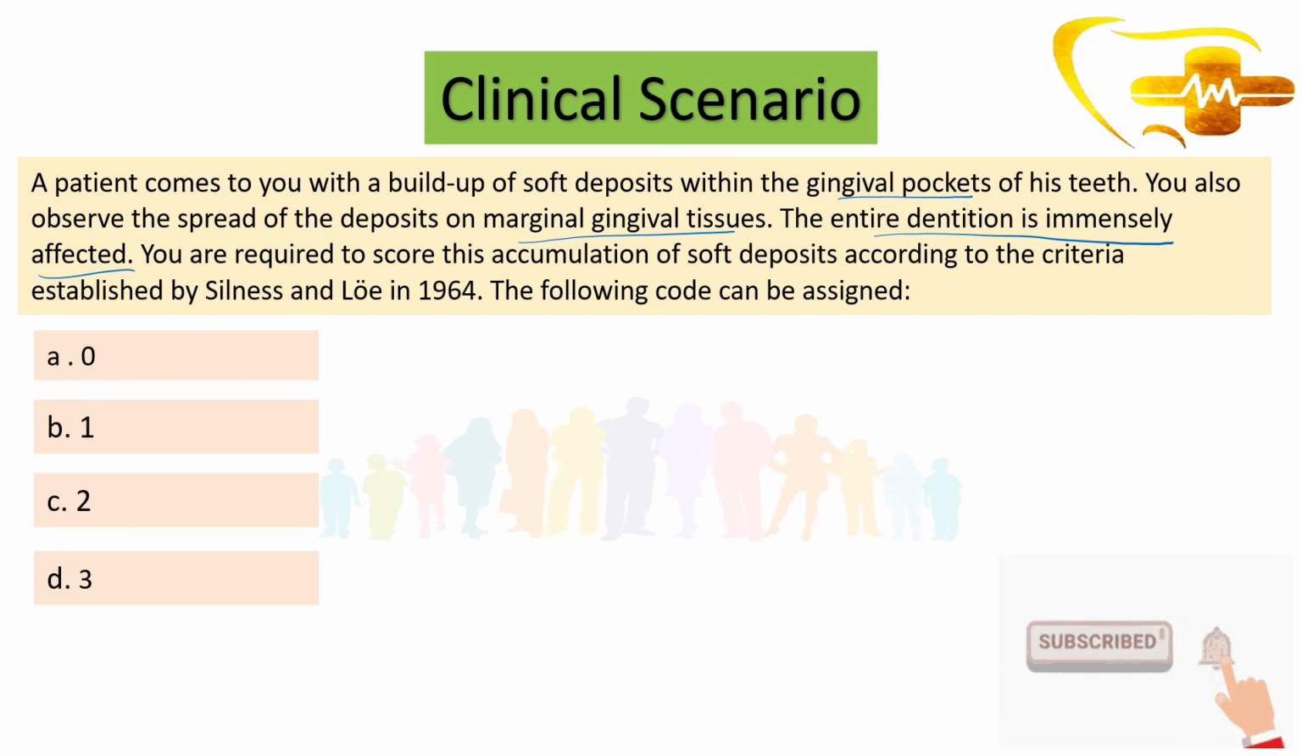So when the entire dentition is immensely affected, and that can be seen with the naked eye, and you can also see deposits on all the surfaces in such a huge manner, then we'll go for the upper limit. The upper limit for plaque index is 3, right? It is a very poor hygiene that is maintained by this patient. So the answer will be D, that is 3.